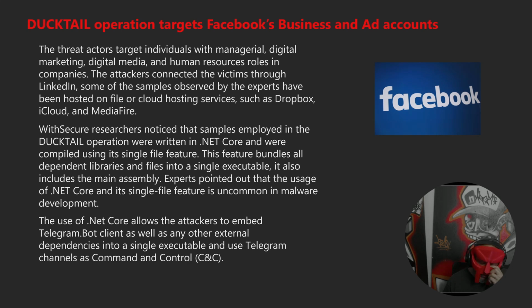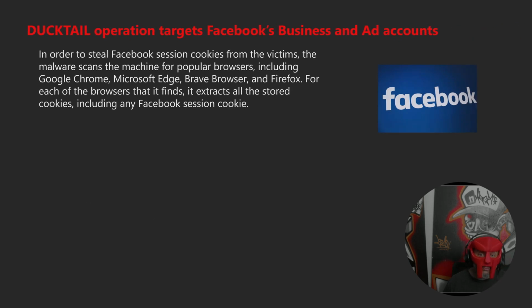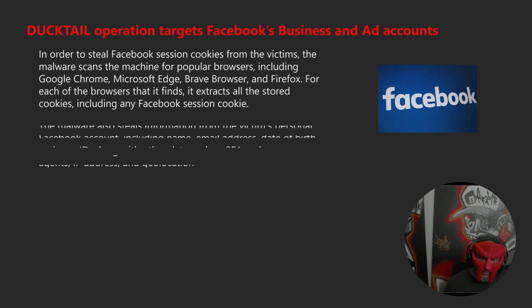We've been hearing about Telegram being used as command and control centers in a number of stories just in the last 3 months. It is starting to increase that much more because these attackers have figured out how to use the existing infrastructure of Telegram as their command and control system. In order to steal Facebook session cookies from the victims, the malware scans the machine for popular browsers, including Google Chrome, Microsoft Edge, Brave browser, and Firefox. For each of the browsers that it finds, it extracts all the stored cookies, including any Facebook session cookie.